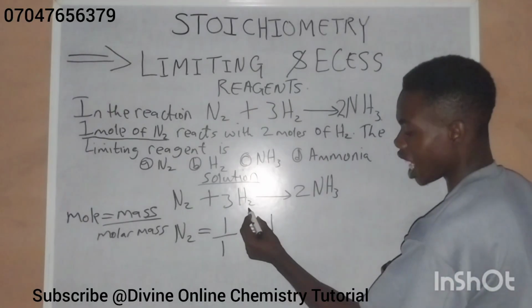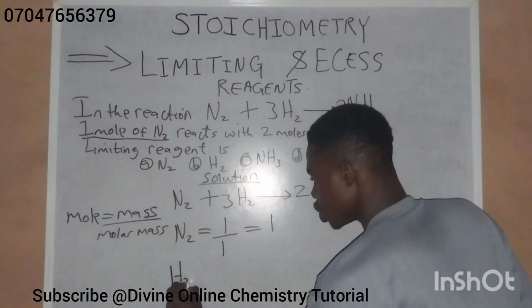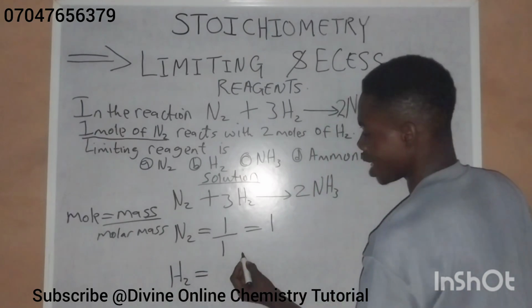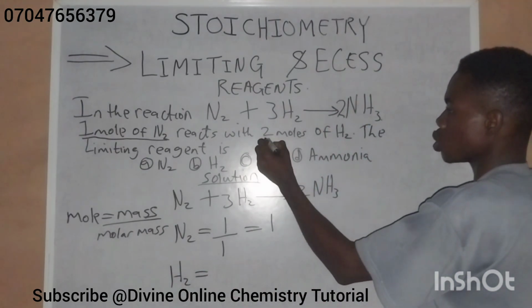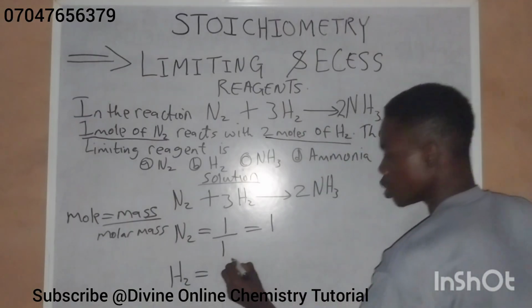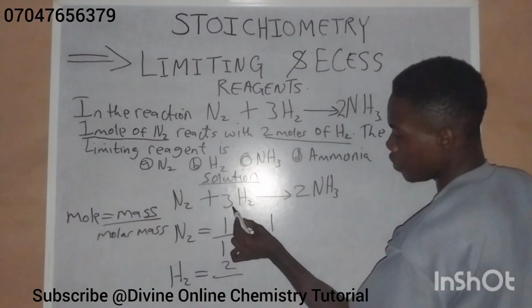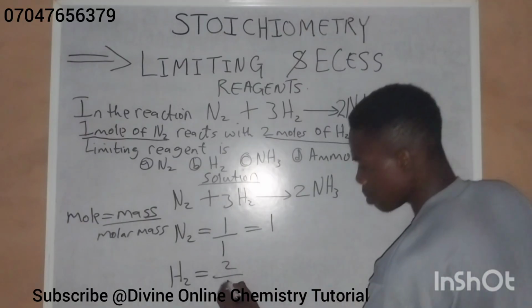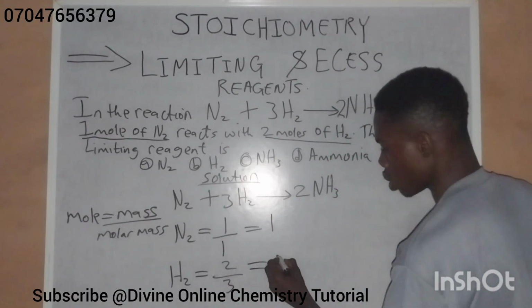Then we'll do the same for the hydrogen gas, H2, equal to. The moles that they gave us for the hydrogen gas is 2. 2 moles of hydrogen gas. So 2 divided by 3. Are you seeing now? The coefficient here is 3. So 2 divided by 3 equals, now 2 divided by 3, you get 0.667 recurring.